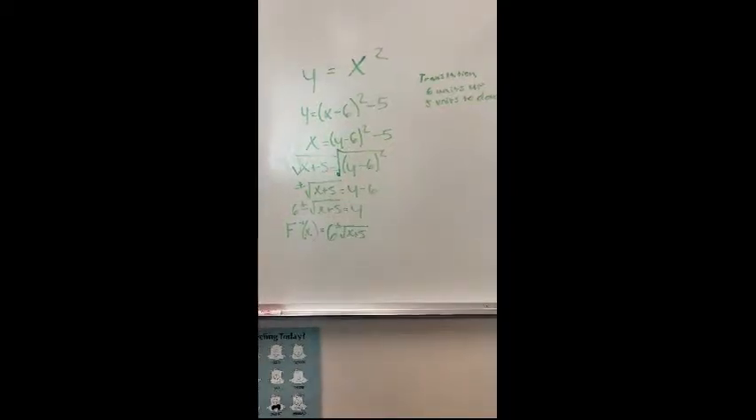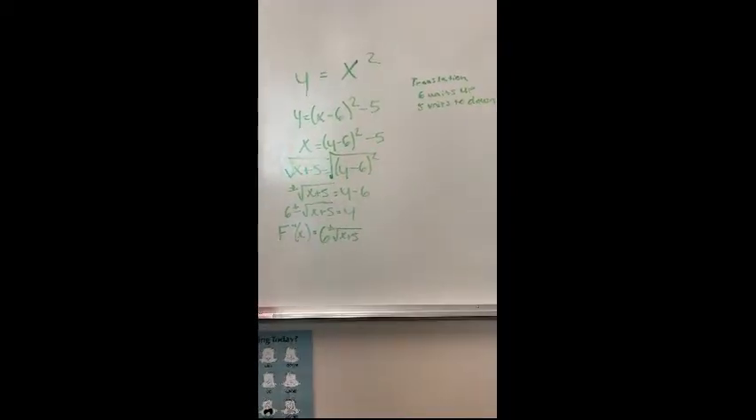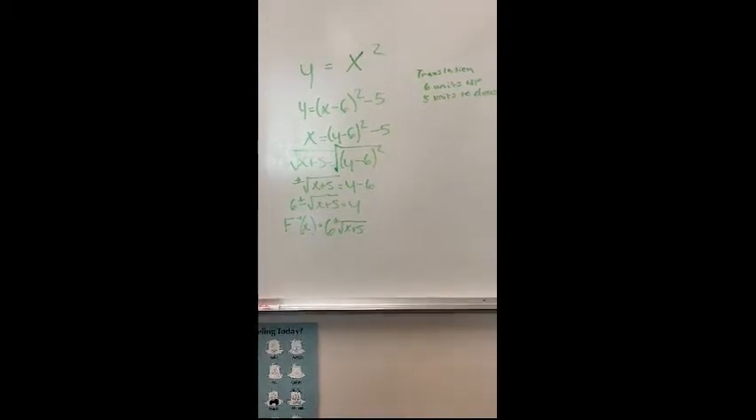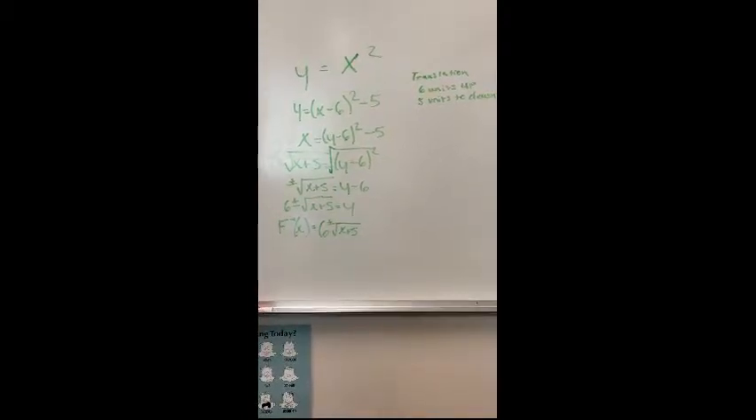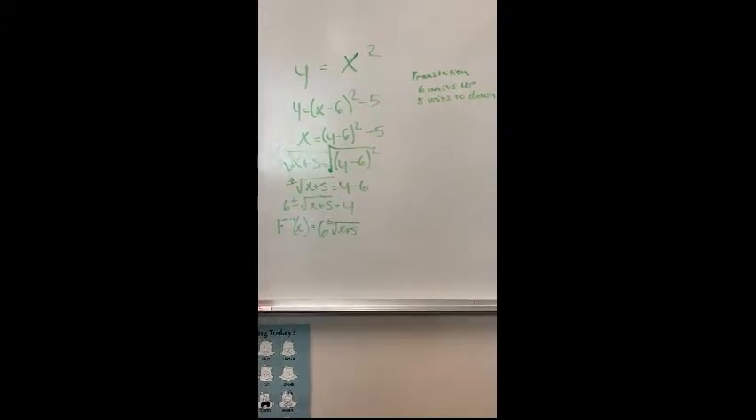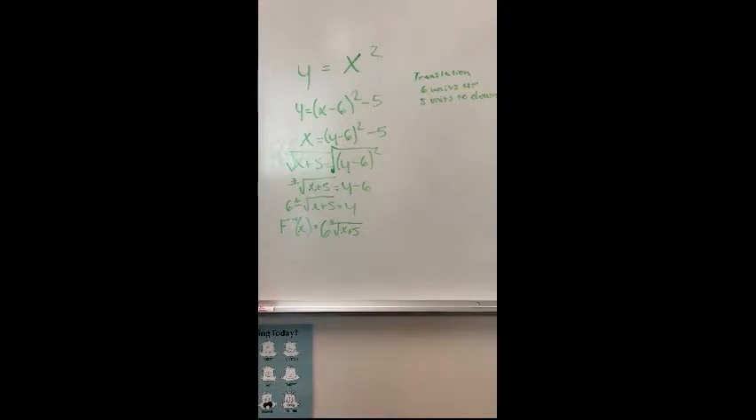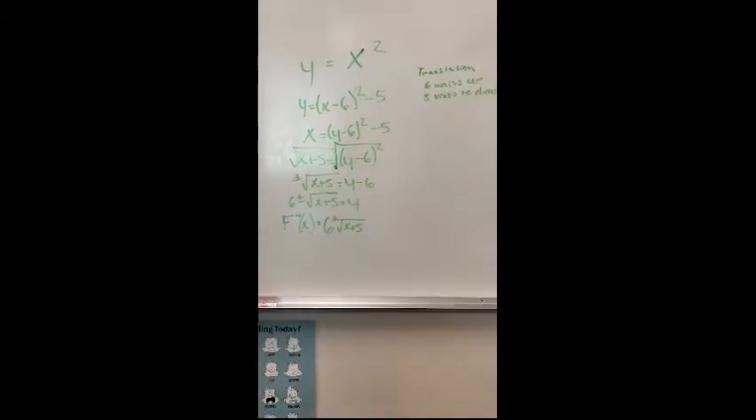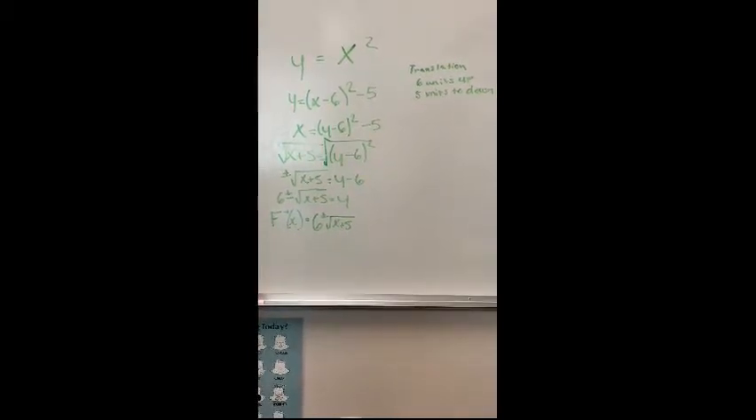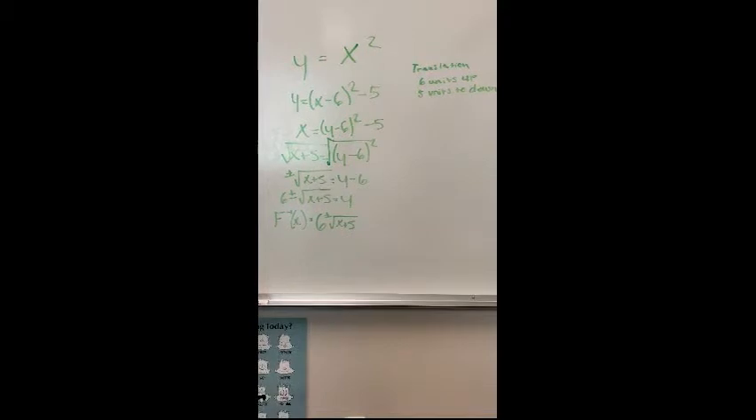As the word problem states, your equation would be y equals x squared. In order to demonstrate the translation 6 units to the right and 5 units down, you would get y equals (x minus 6) squared minus 5. And in order to find its inverse, you would switch your x and your y, which would give you x equals (y minus 6) squared minus 5.